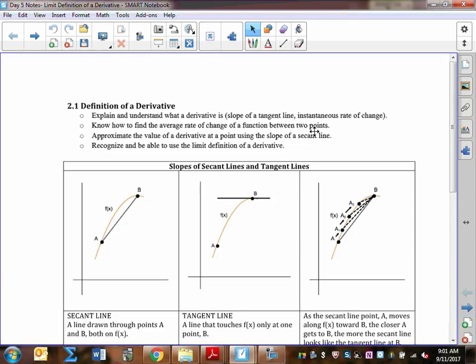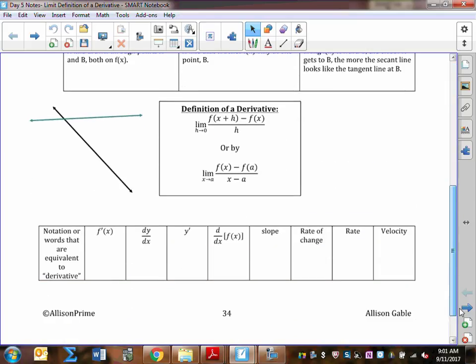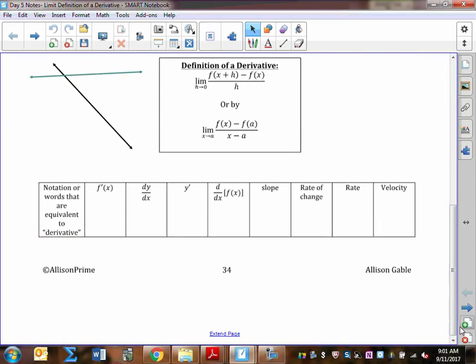So basically a derivative is the slope of the tangent line at a specific point on a graph. Now we're going to go ahead and draw out some pictures to investigate this. But you'll see down here at the bottom, words that are equivalent to derivative, you'll see this word slope here. So you'll hear derivative referred to as slope because it is the slope of the tangent line at the particular point, so it's the slope at that point.